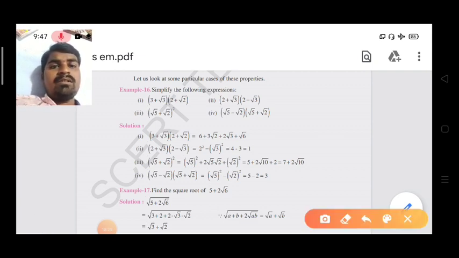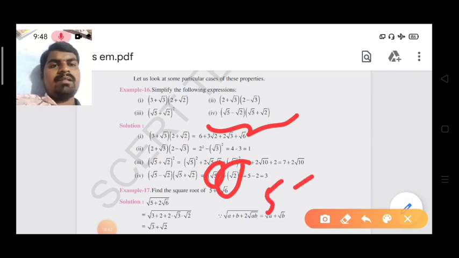First you have to identify. Very simple. The fourth one and the second one are the same. The fourth one is what? Root 5 minus root 2 of root 5 plus root 2. So a plus b of a minus b, so a square minus b square. a square is nothing but root 5 square, minus b square, nothing but root 2 square. So root 5 square is 5 only, minus root 2 square is 2 only. So what is the answer? 3. 3 is the answer.